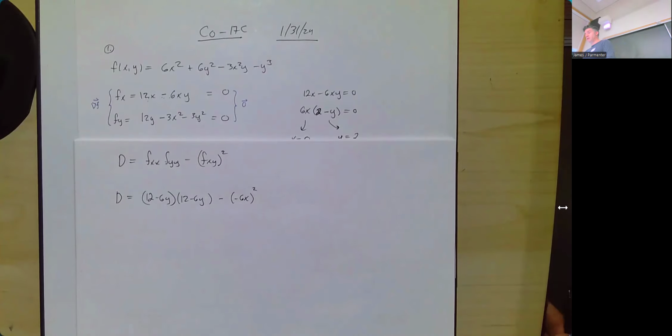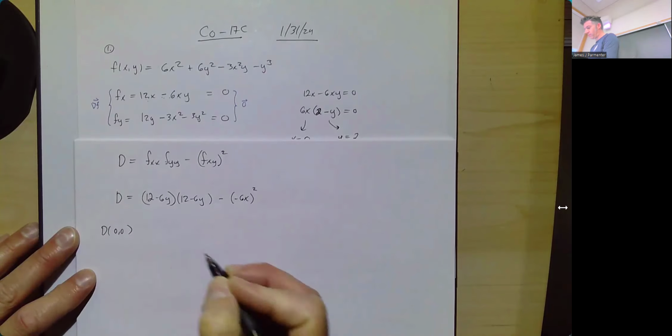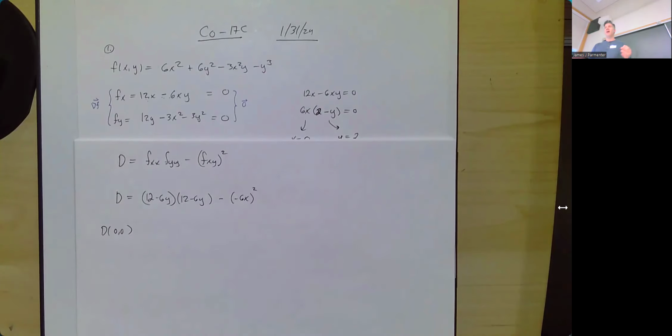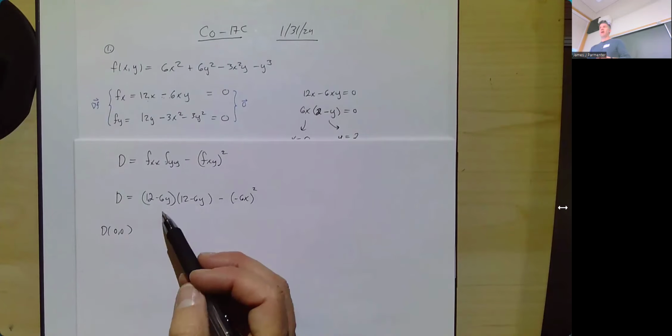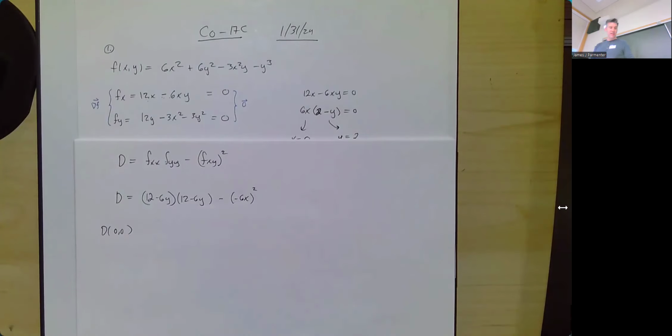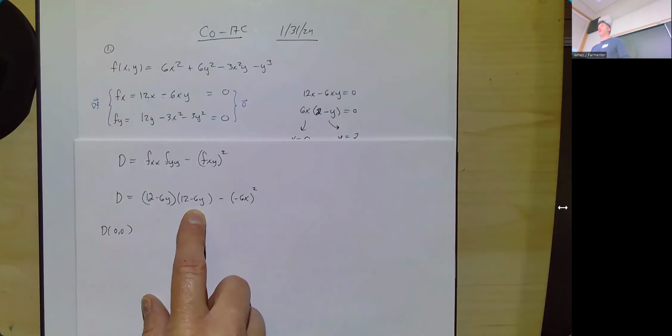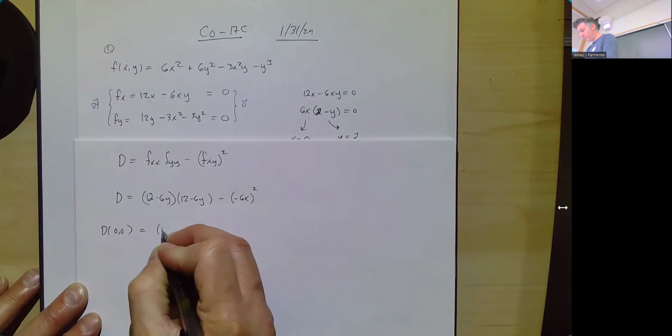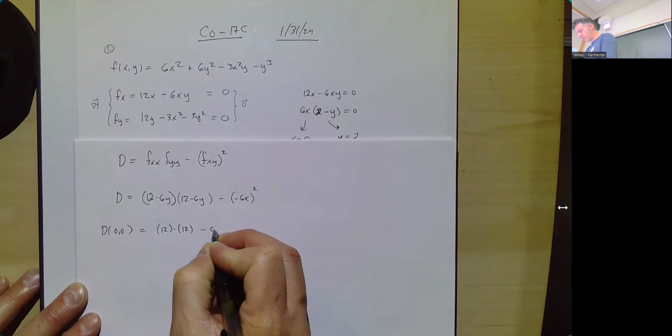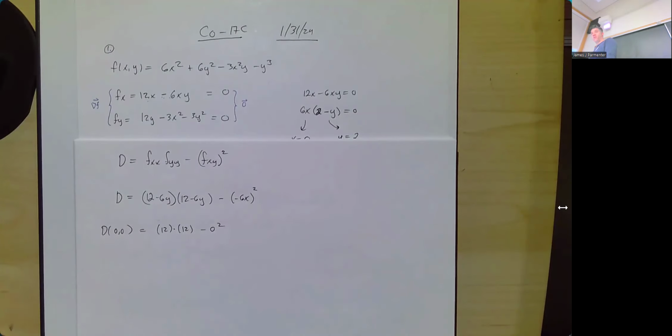So that's my capital D. Now I'm going to plug each critical point into this and see what I get. So let's figure out D of (0, 0). And here's what I want to point out. You kind of want to not simplify this. I really don't want to multiply this out. I think it's really nice to know that whatever I get right here is my value of fxx, and whatever I get right here is my value of fyy. So when I plug in 0, I get 12 minus 0 times 12 minus 0 minus 0 squared. I don't care that it's 144. I just care that it is positive.